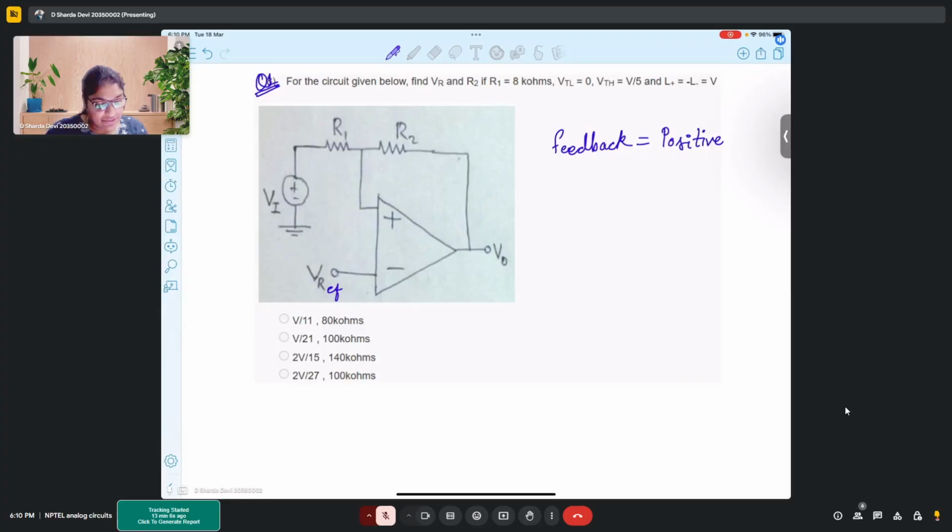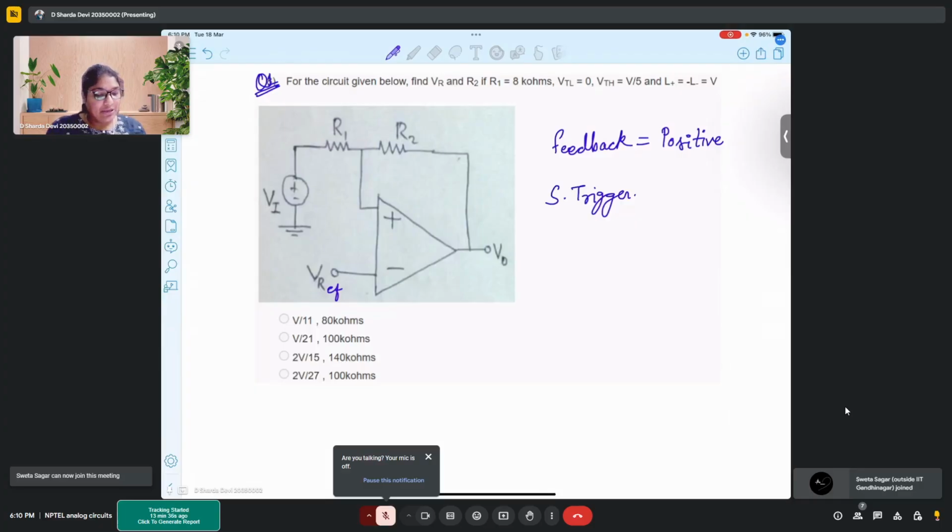Where did we see this kind of connection? Yesterday we saw this in the Schmitt trigger circuit, where the output was fed to the input via positive feedback. But there, the reference voltage was obtained through a resistor-connected circuit, whereas here this is the reference voltage.